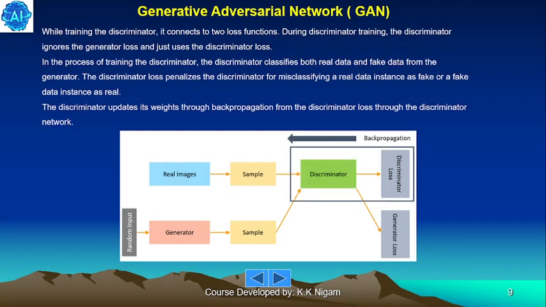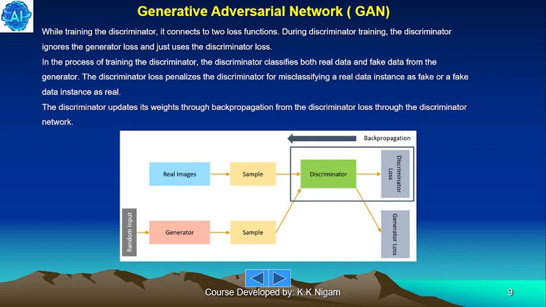While training the discriminator, it connects to two loss functions. During discriminator training, the discriminator ignores the generator loss and just uses the discriminator loss. In the process of training, the discriminator classifies both real data and fake data from the generator. The discriminator loss penalizes the discriminator for misclassifying a real data instance as fake or a fake data instance as real.